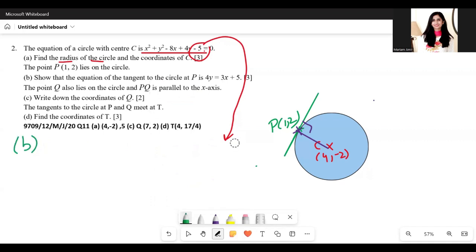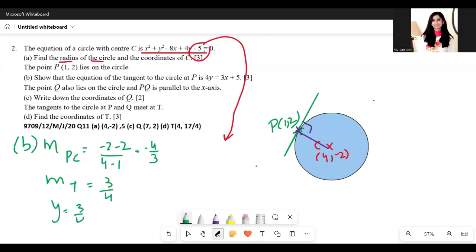Okay. So slope of PC would be y2 minus y1 over x2 minus x1. That's going to be -4/3. Hence, the gradient of the tangent is going to be 3/4, the negative reciprocal of that because they're perpendicular. Now we're going to do y equals mx plus c. To find c, you need a point on the tangent, which is 1, 2.